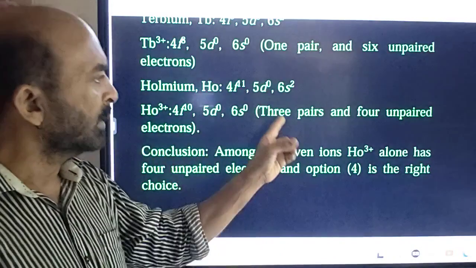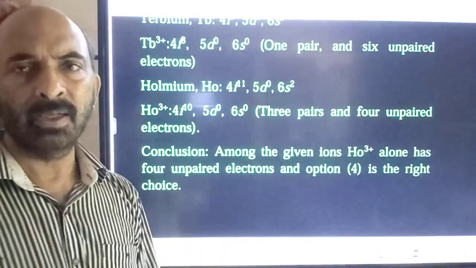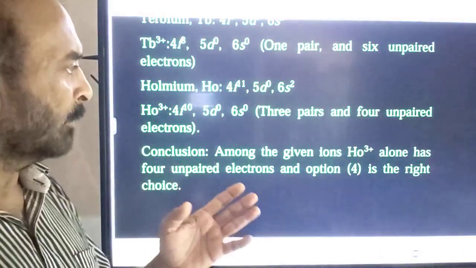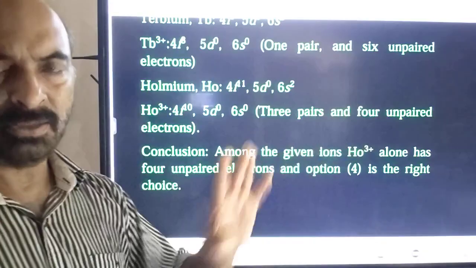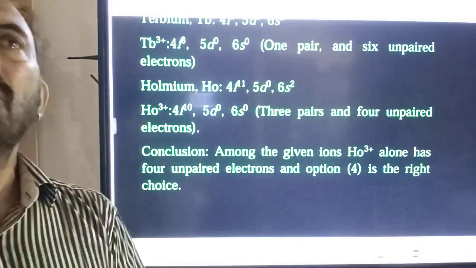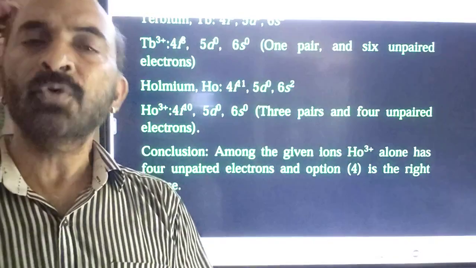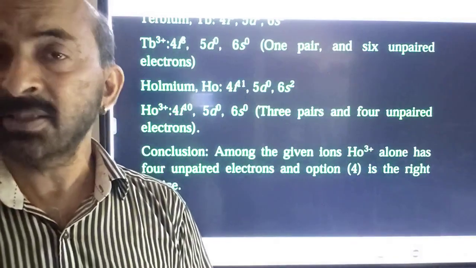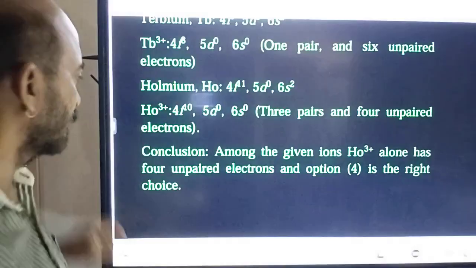7 orbitals. 3 pairs and 4 unpaired. 3 pairs means 6, 4 unpaired. 6 plus 4 is 10. So when there are 10 electrons in the f subshell, it will be having 3 pairs and 4 unpaired electrons. So that will be our answer for this question. 4th is the answer. Okay.